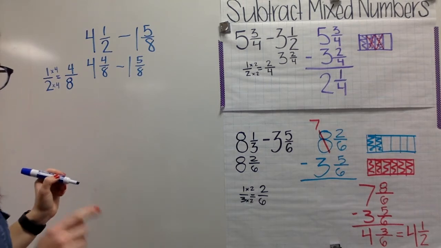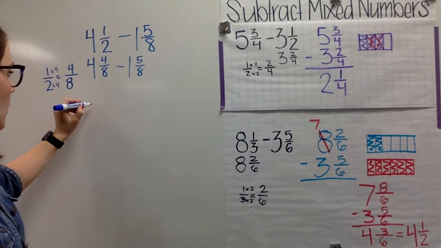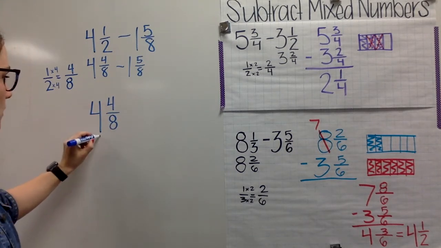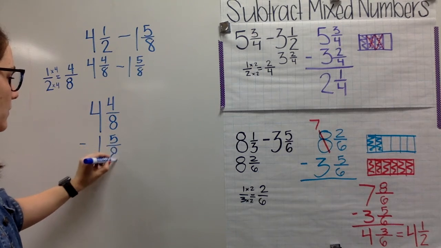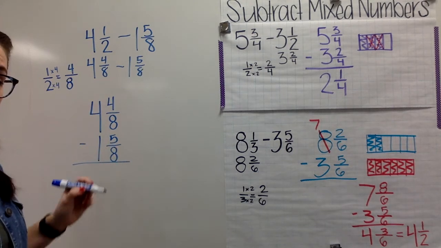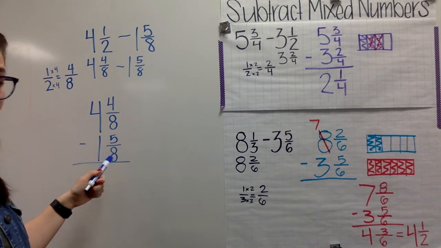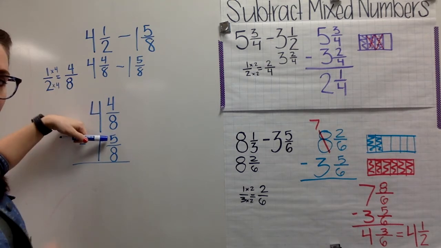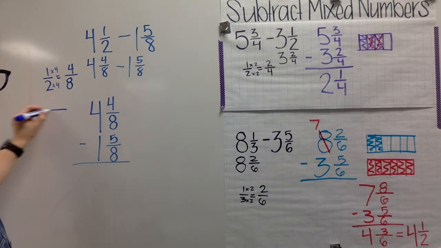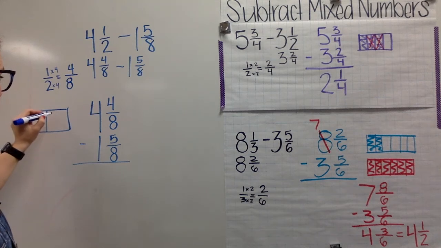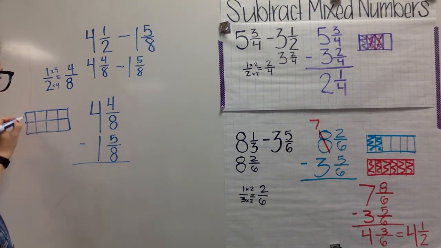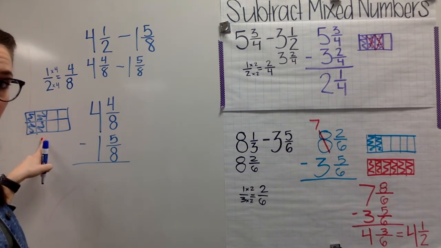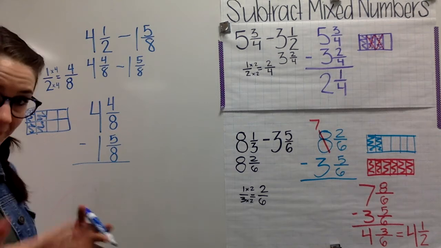But again, we do want to rewrite that vertically. So we have 4 and 4/8 minus 1 and 5/8. Now, can we solve right away? Nope. And the reason is our fraction on top is less than our fraction down here. So if I have 4/8, and I'm going to draw it in the right spot this time, can I take 5/8 away? Nope. So what we need to do is ungroup.